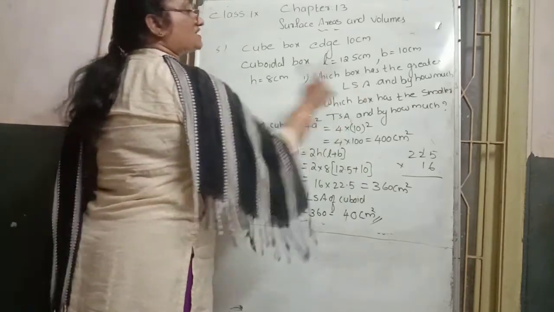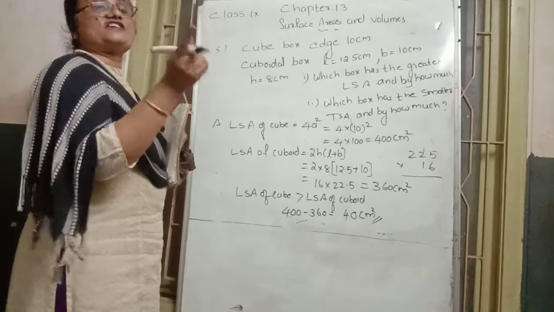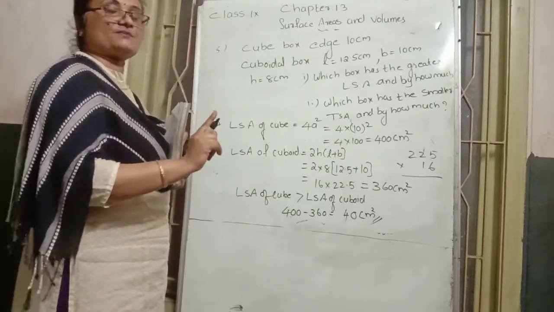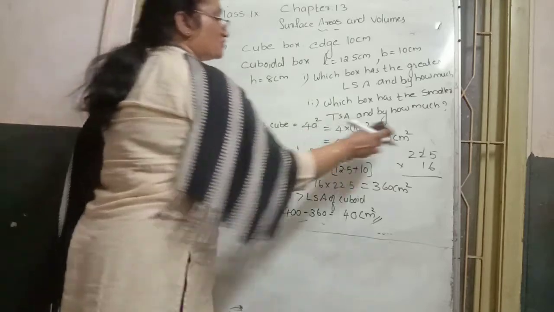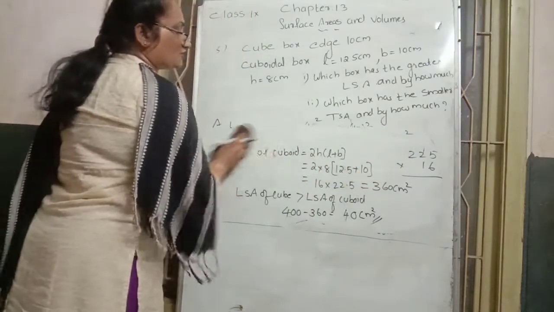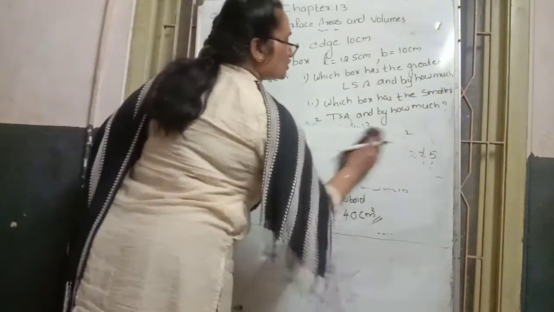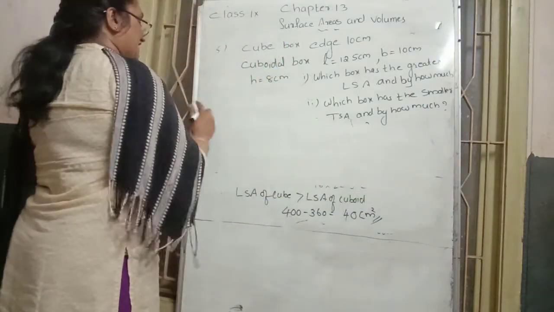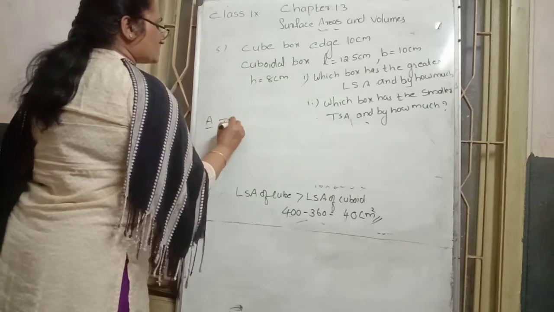The second part is the same. What are they asking in the second part? Take the two boxes, the cube shape and the cuboid shape. We need to find the TSA part, with the same process: the TSA of a cube and the TSA of a cuboid. First we find the TSA of a cube.